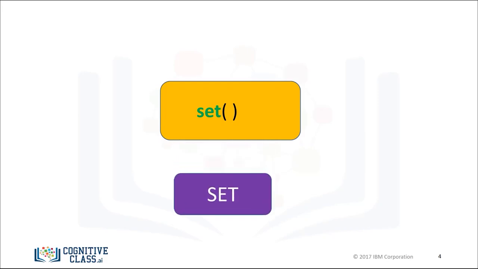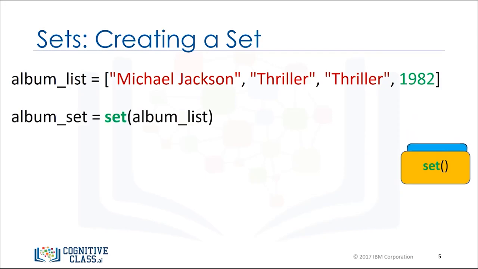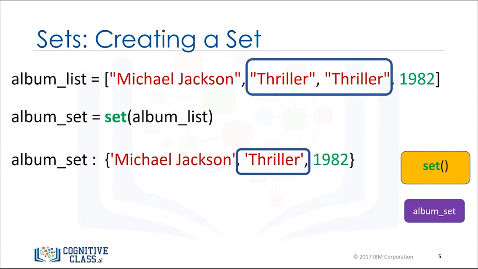Let's go over an example. We start off with a list. We input the list to the function set. The function set returns a set. Notice how there are no duplicate elements.